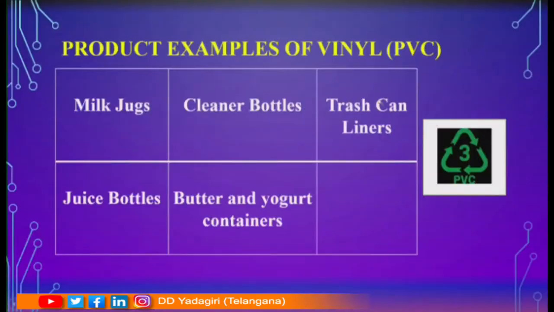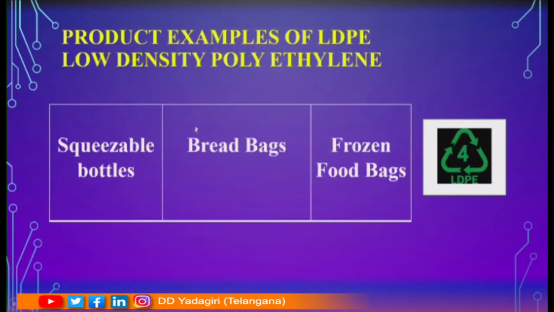Number 3 means PVC, polyvinyl chloride. What are the articles made up of PVC? Milk jugs, cleaner bottles, trash can liners, juice bottles, butter and yogurt containers, and even the water pipes which are used in your houses.